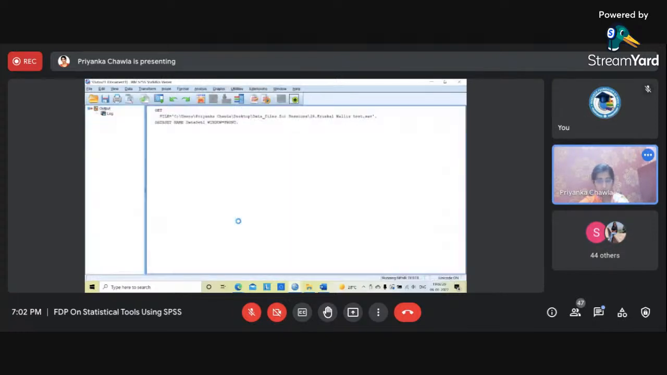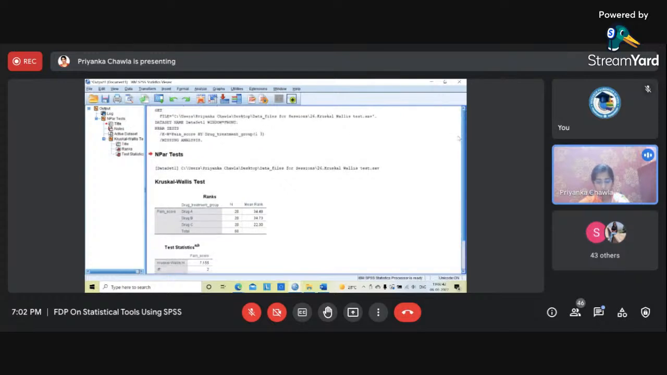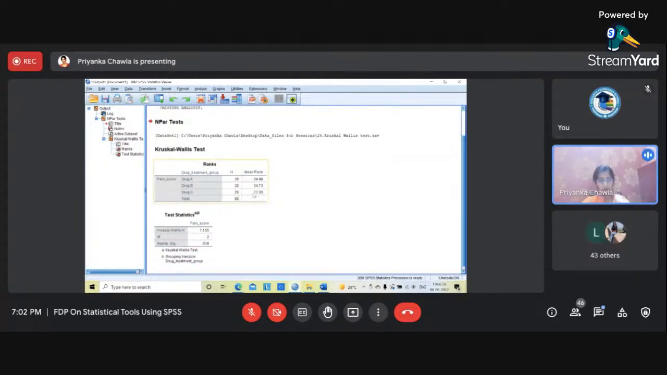Just click on OK. See, I told you there were 60 respondents, 20 were given drug A, 20 were given drug B, and this is drug C. Can you find which value is closer and which is not closer? And which drug is most effective? A and B are closer. C is less. So these are the pain scores. The lesser the pain score, the more effective the drug will be. So that means drug C is more effective.